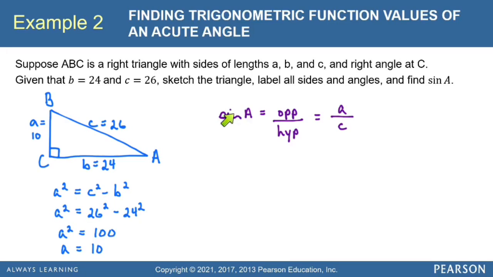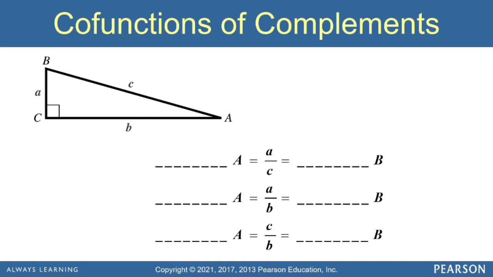And so now, if we know that the sine of angle A is the length of side a over the length of side c, that's going to be 10 over 26. And this fraction can be reduced because both of these numbers can be divided by 2. And so we find that the sine of angle A is 5 over 13. Now, if you think back to example 1, you'll remember we noticed that the sine of angle A was equal to the cosine of angle B, and we said that that was not a coincidence.